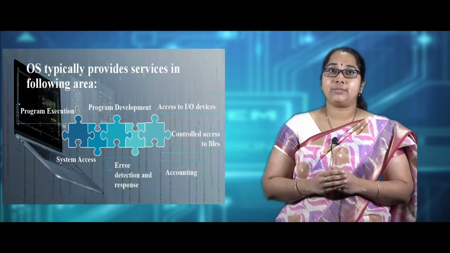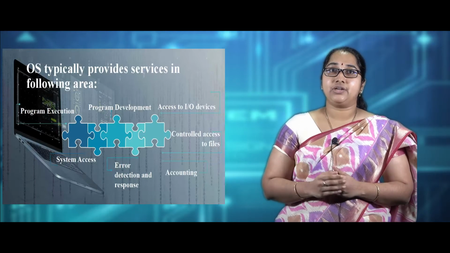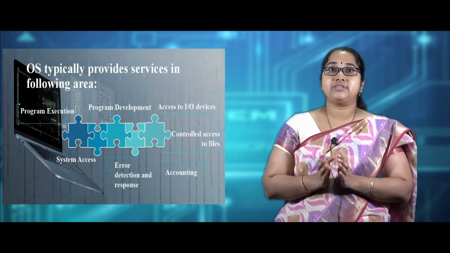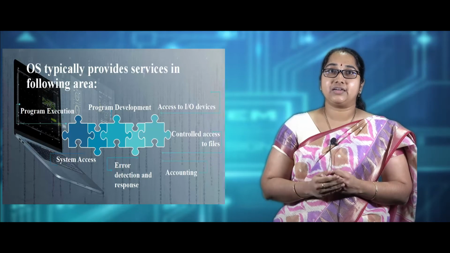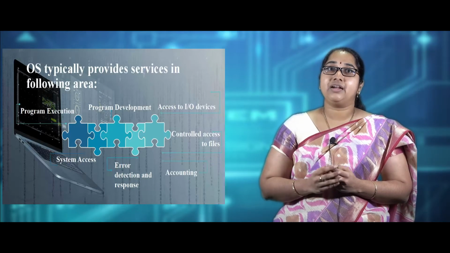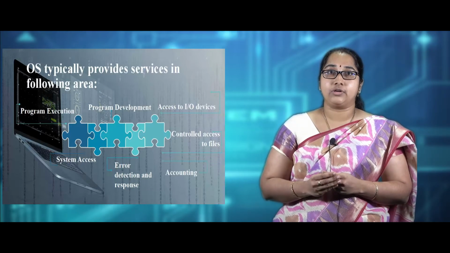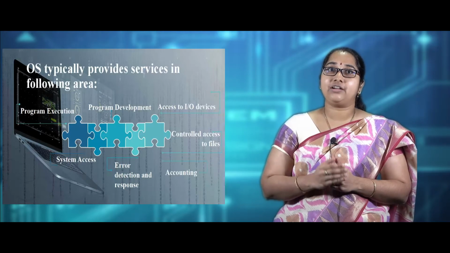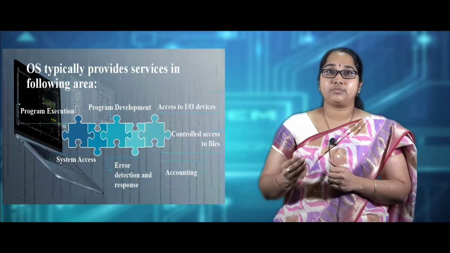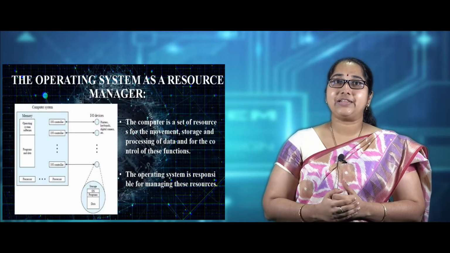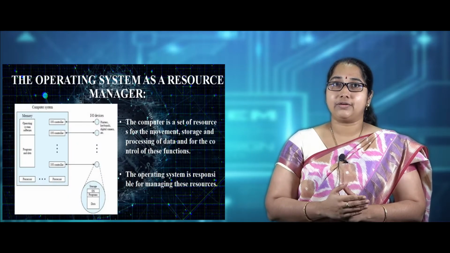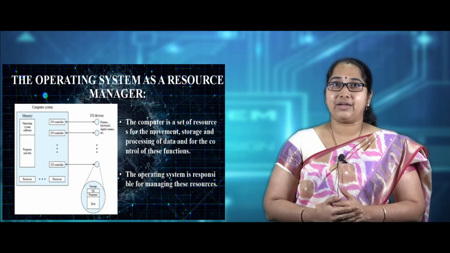The next service provided by the operating system is error detection and response. In a running system, there will definitely be lots of errors, like internal and external hardware errors, software errors, device malfunctioning errors and so on. The operating system has to detect all these errors and find a corresponding response for each. Now that we have seen various services provided by the operating system based on role 1, let us see the second role of an operating system.